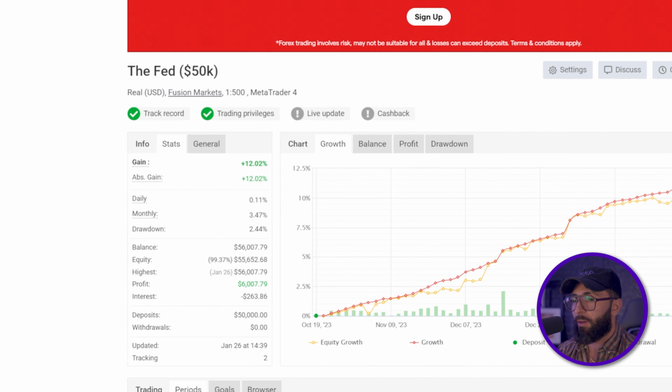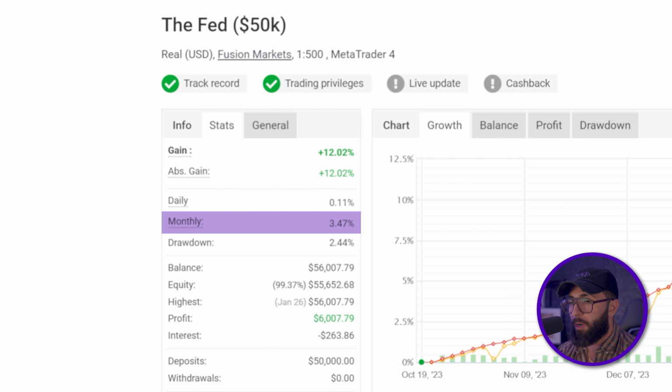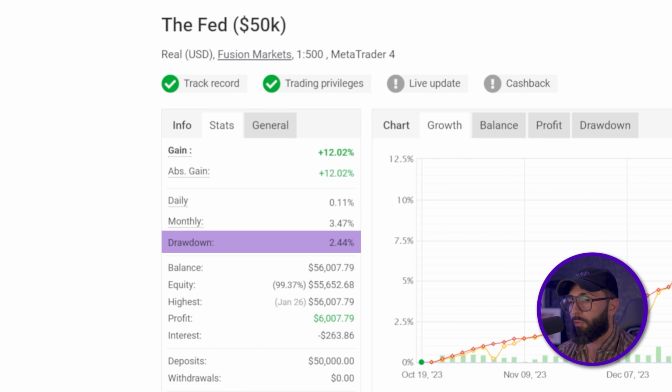So overall, the account has experienced a 12% gain. The daily changes are 0.11% and the monthly is 3.4% gains per month, and the drawdown is 2.44%.